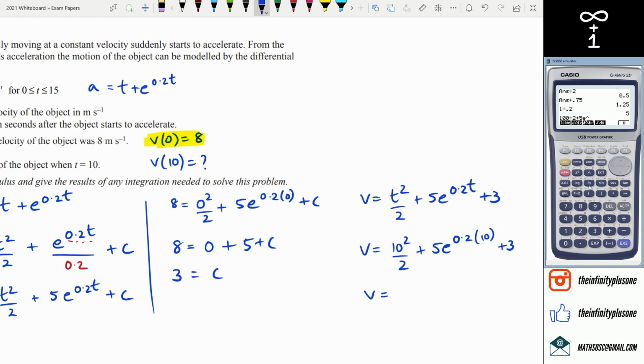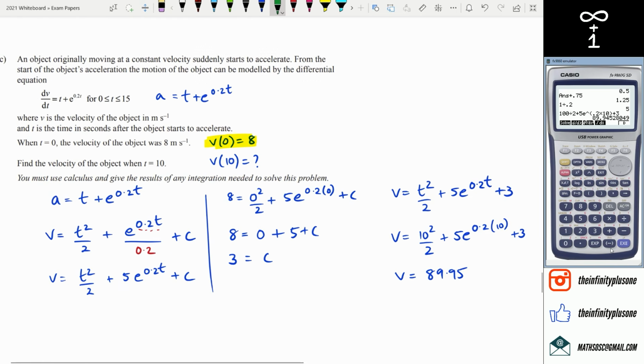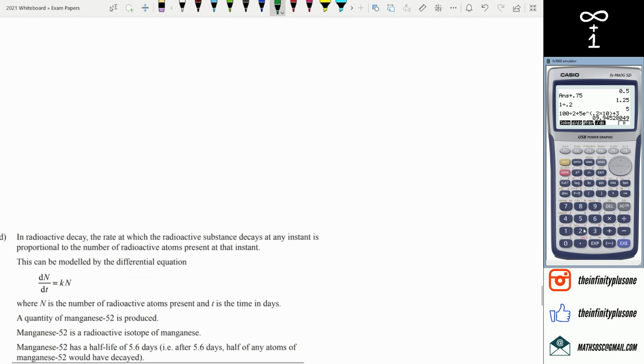5 of e to the power of 0.2 times 10 and plus 3. So all of that gives us 89.95. So the velocity that we're looking for is 89.95 meters per second. Grades wise, a correct solution with correct integration gets you a merit. Correct integration alone is probably somewhere here, that's going to get you an achieved. Cool, let's go to the next question.